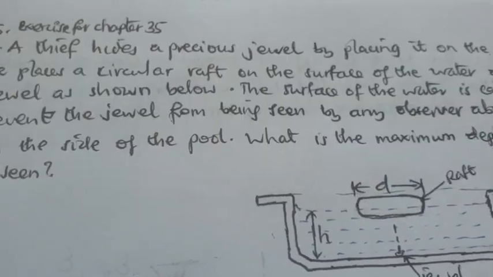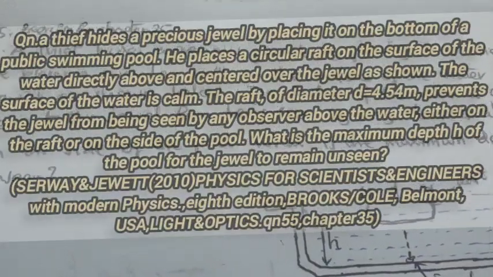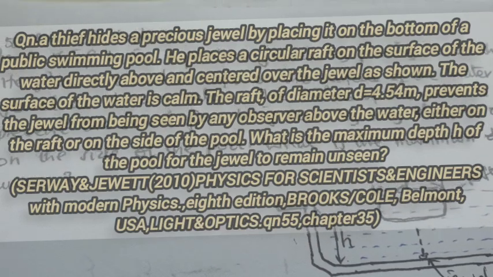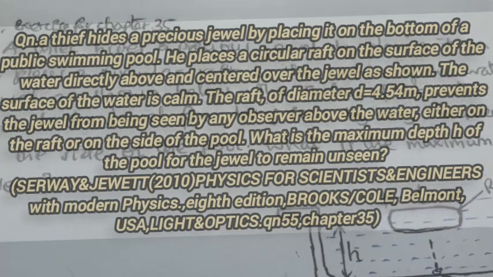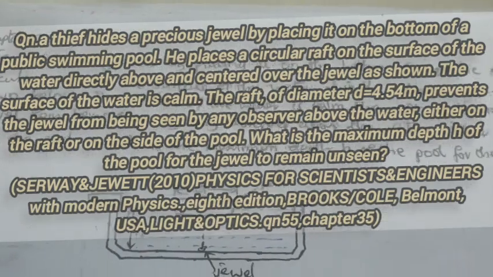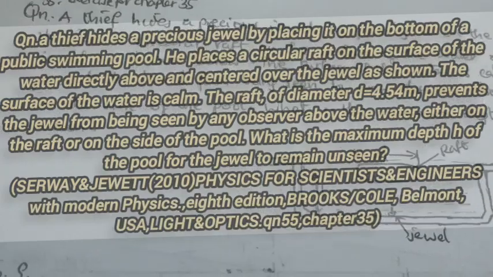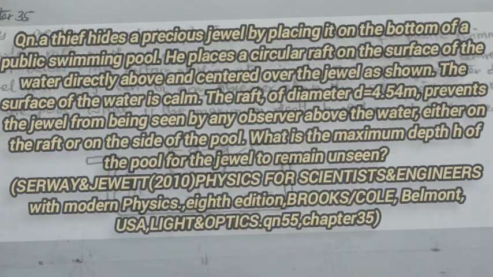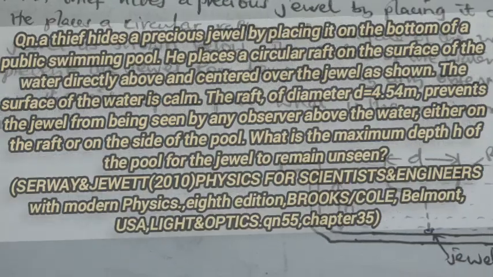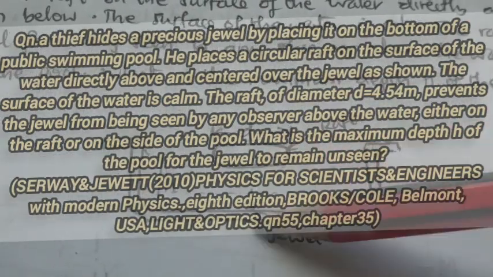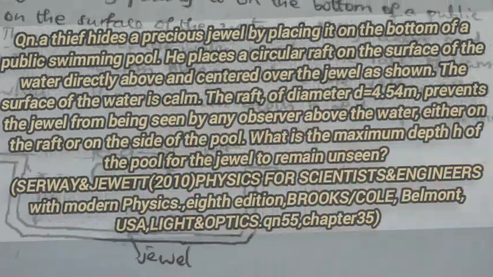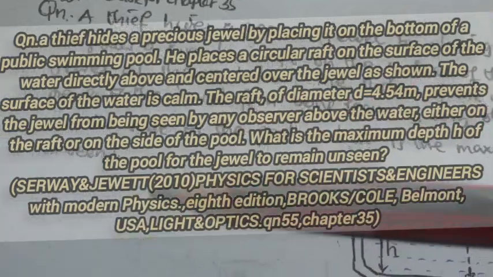Welcome to Ulimboka Physics. We have a question from Serway and Jewett, the exercises of chapter 35, question 55. Someone hides a precious jewel by placing it on the bottom of a public swimming pool, and places a circular raft on the surface of the water directly above and centered over the jewel, as shown here. We are asked to find the maximum depth h of the pool for the jewel to remain unseen.